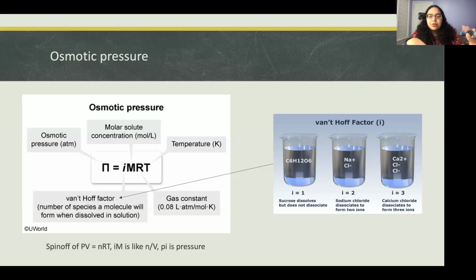So if you have something like sucrose in the diagram there, it doesn't dissociate, so it'd just be 1. But if you had NaCl, it dissociates into two ions, so that would be 2. If you had CaCl2, then it dissociates into three ions, so that would be 3. So that's an interesting equation, I guess, that's testable on the MCAT. So good to know.